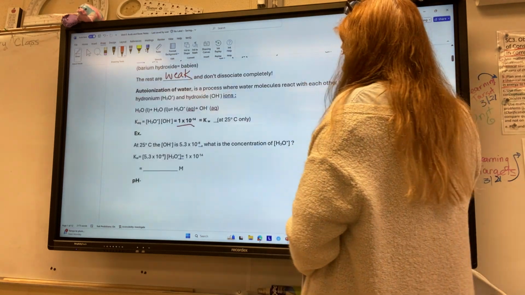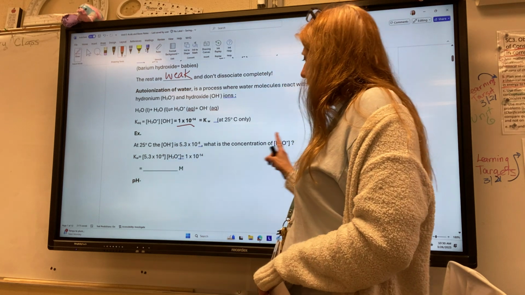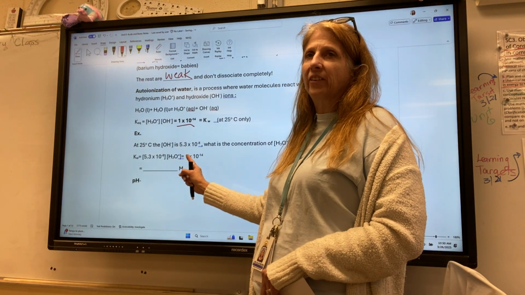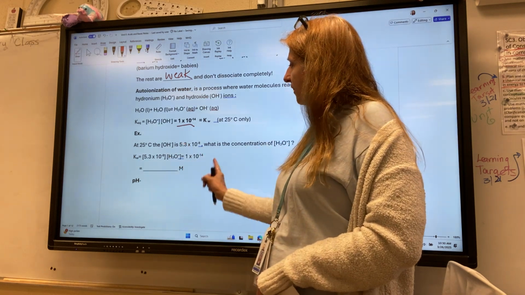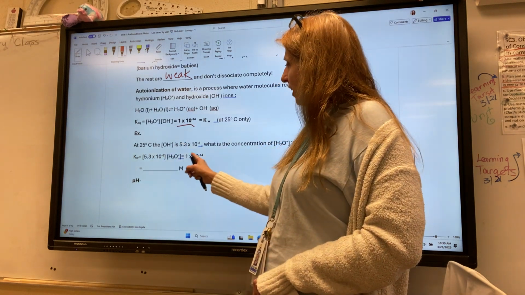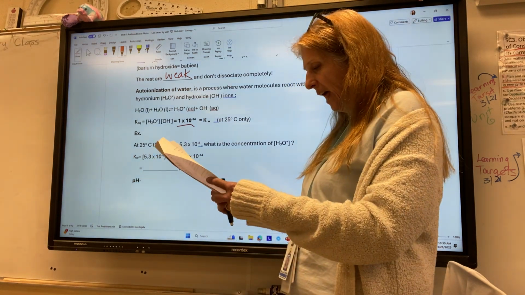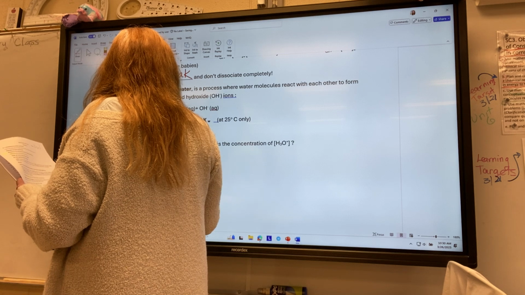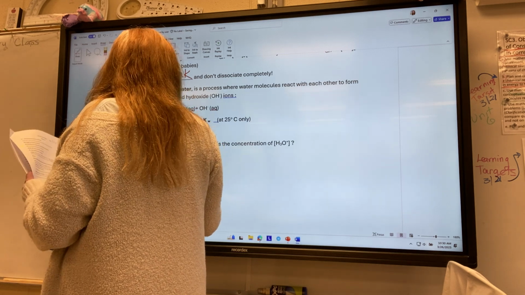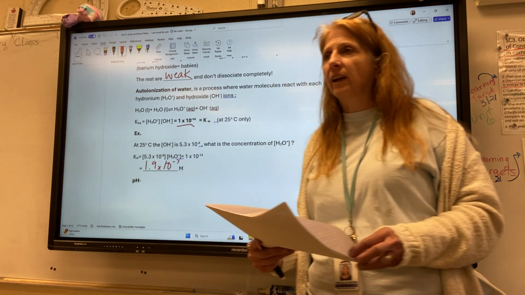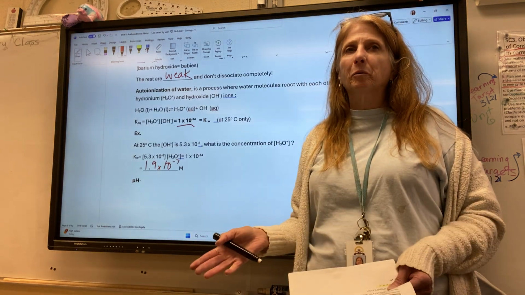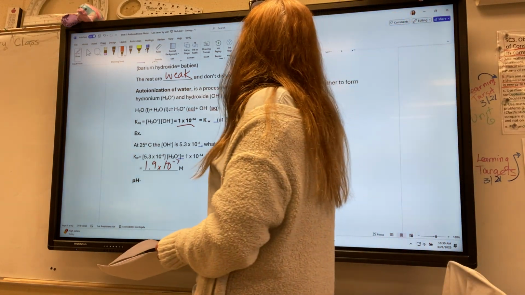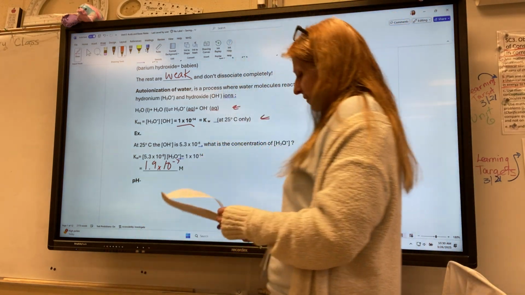So if you have a problem like this, notice they do not give you the KW. You are also supposed to memorize that. So they'll give you a question like this. You would just fill it in and solve for your unknown. And I got 1.9 times 10 to the negative 7. Okay, that's not hard, is it? Only hard thing is a bit of memorization. You got to memorize the acids, the bases. You probably need to memorize that equation. You probably need to memorize that number.